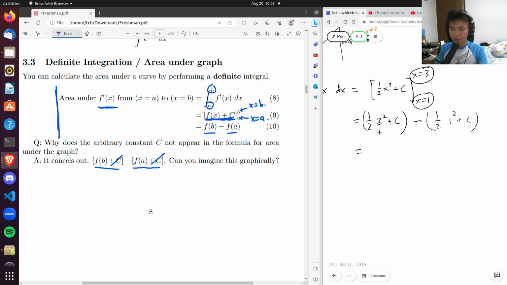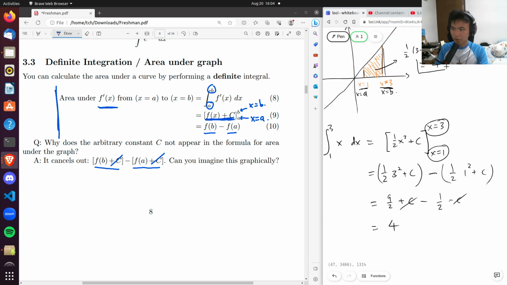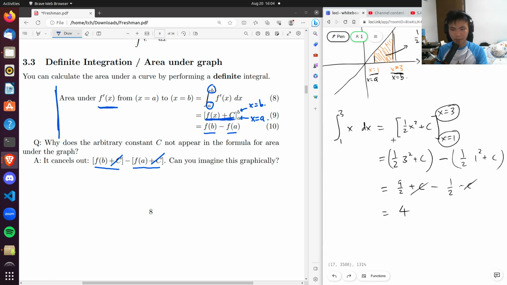So this is half of 9. So this is 9 over 2 plus c, minus 1 over 2 and minus c. So the c's cancel out, right? And in the end, I get 8 over 2, which is 4. You can see that that coincides with our trapezium formula over there. But the trapezium formula is unable to generalize to non-linear graphs, whereas the integral is the correct generalization to non-linear graphs. So the integral allows us to calculate the area under a graph for any function f of x.